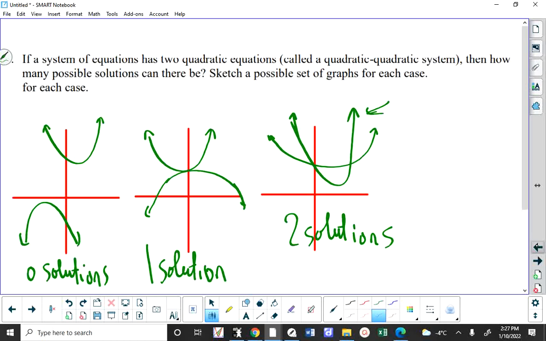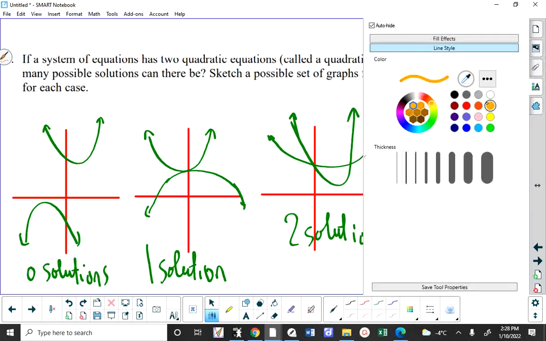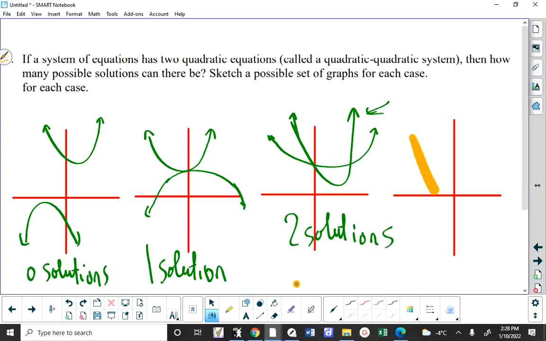Seamus again. If they were the exact same, you could have infinite intersections. Exactly. If they're exactly the same, which is pretty weird. That's excellent. But it's possible. I'm going to use different colors here. Let's use orange for one of them, and let's use red for the other.